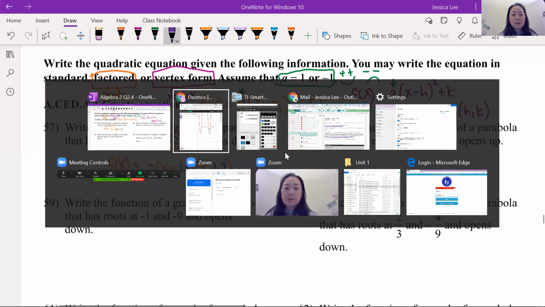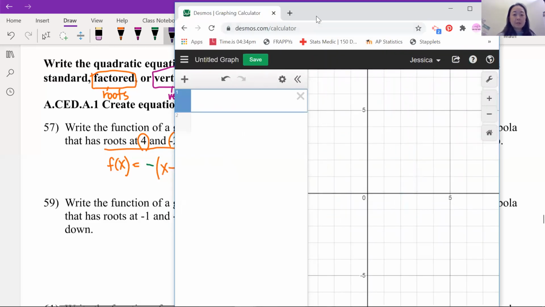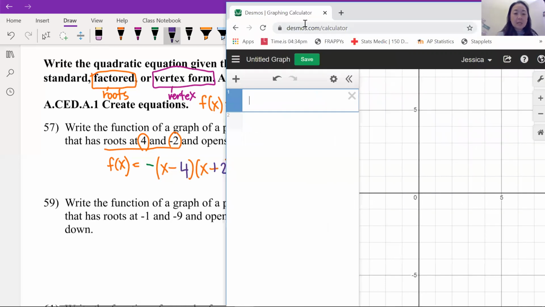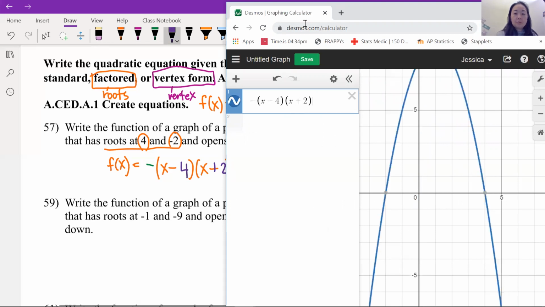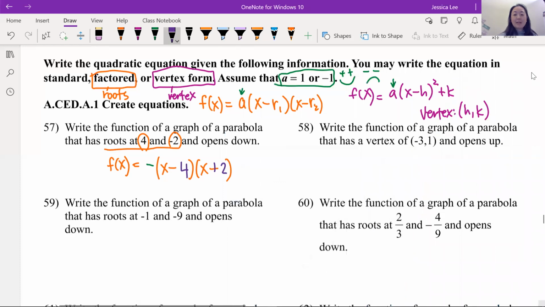And just as a quick check, let me show you how we know that. I'm just going to write this in here for you. So this is going to be negative, x minus 4 and x plus 2. And what do you notice? It opens down. And look right here, the roots are at -2 and at positive 4, just like what we said. It's magic.